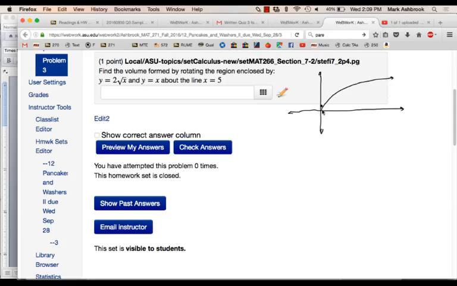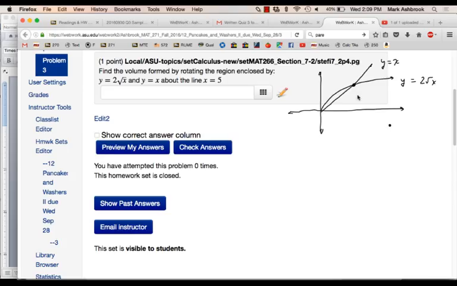Y equals x looks like this. And now we want to rotate that thing about the line x equals 5. So we really need to know, where does x equals 5, where does it land relative to that intersection point? So we know we're going to have to find that, so let's just go ahead and find that.